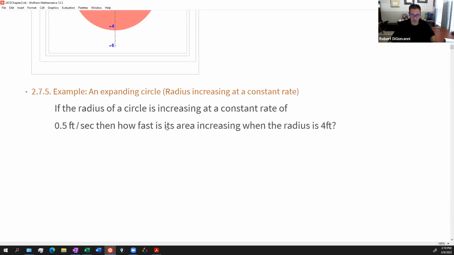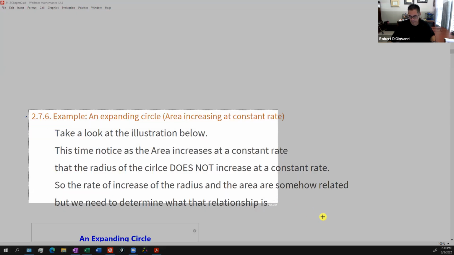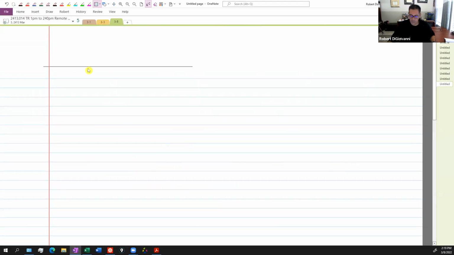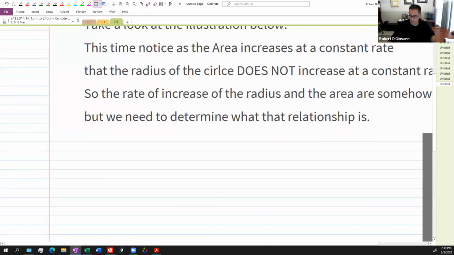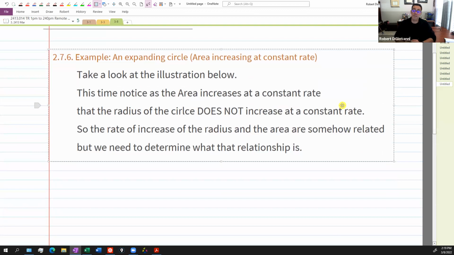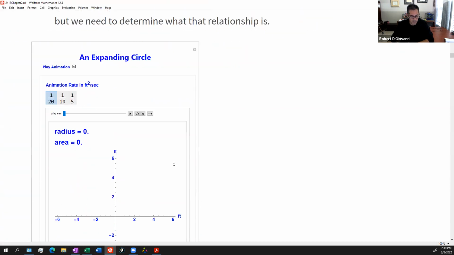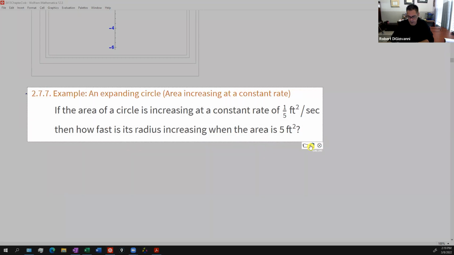Okay, let's look at the next question. This will probably be our last one for today. Okay, an expanding circle, still talking about a circle. This time there's something different. Wait, oops, I didn't grab the actual question. Oops, I grabbed the wrong thing. Okay, here we go.